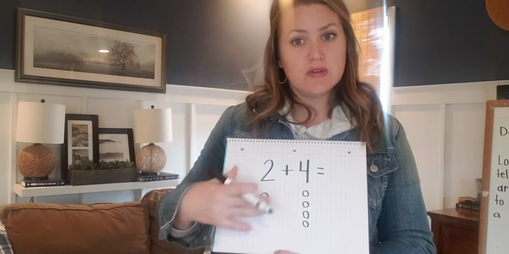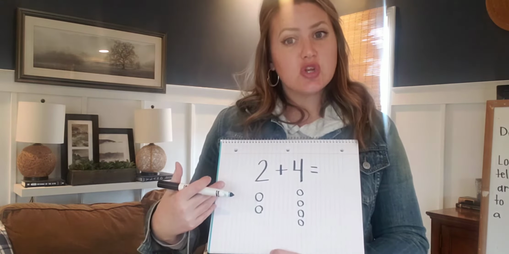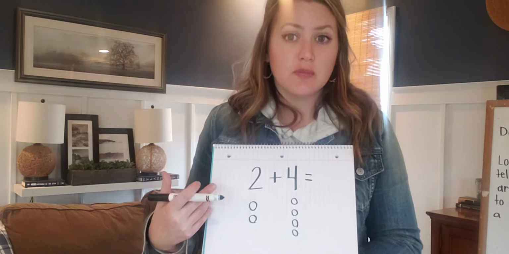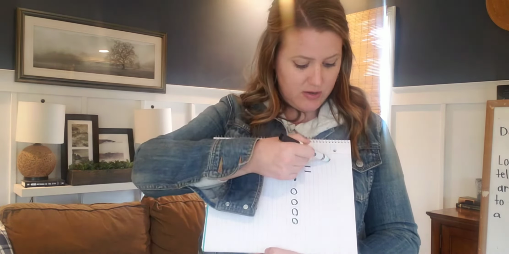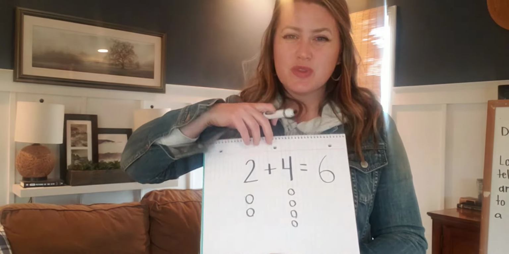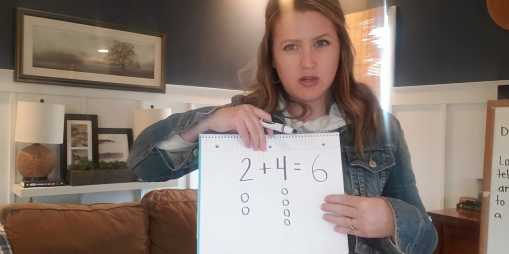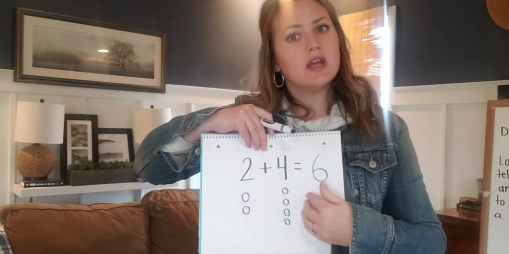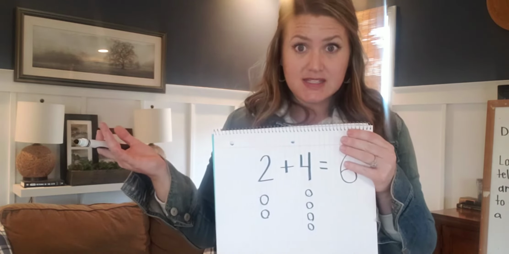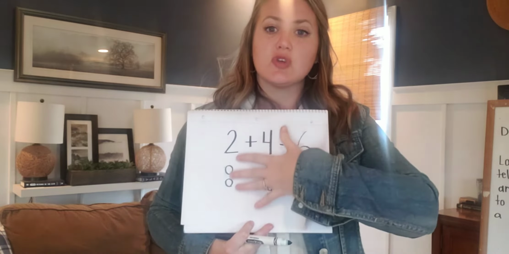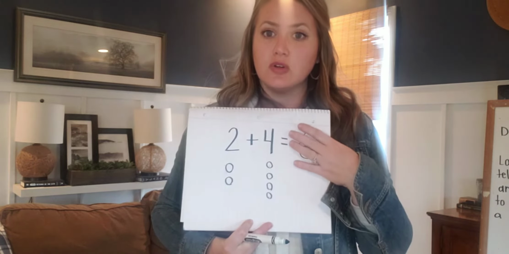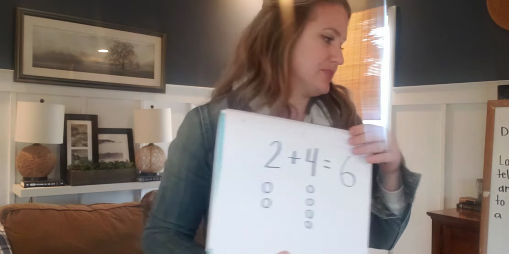We have drawn the 2, we've drawn the 4, and now to show what it equals, we're just going to write the number. 1, 2, 3, 4, 5, 6, and write our 6 over here. You don't have to draw 6 cookies over here. You can just show 2 and 4. That's pretty easy, right? That's how you draw a picture to demonstrate or to model a number sentence.